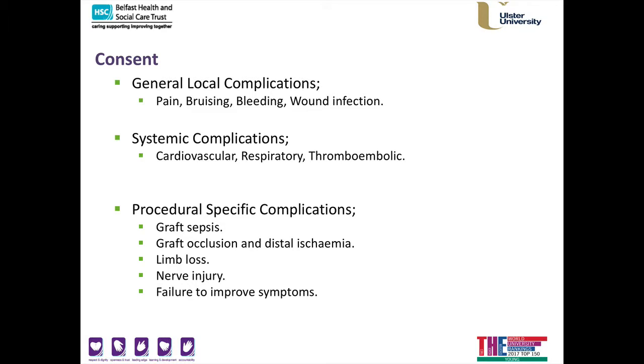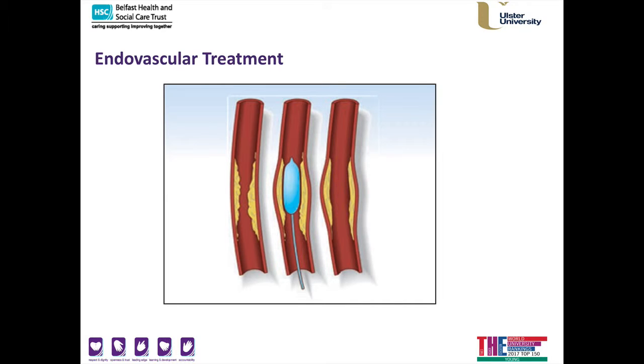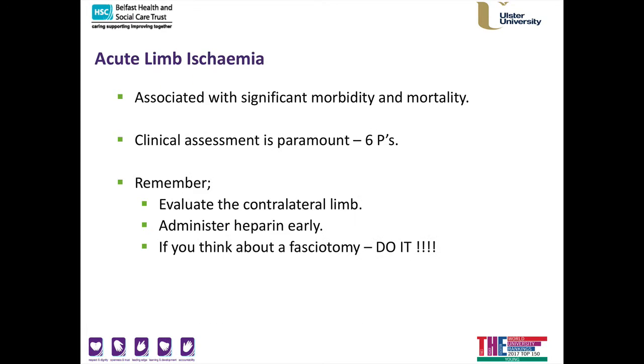General complications include some discomfort, bruising, bleeding, and of course wound infections. You've always got to worry about cardiovascular, respiratory, and thromboembolic systemic complications. And in particular, with any procedure to improve blood supply, you worry about your graft being infected or occluding, consequences of nerve damage, which happens with any surgical wound, failure to improve symptoms, and of course, limb loss. Endovascular treatment has exploded in the last 20 years, and some of the things we can now do with small wires, balloons and stents open up a whole new category of intervention, particularly for high risk patients who would not have been fit for operative bypass.